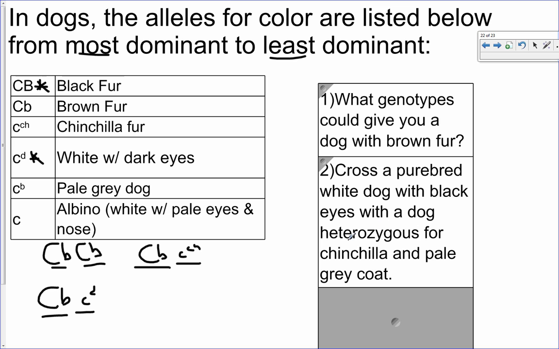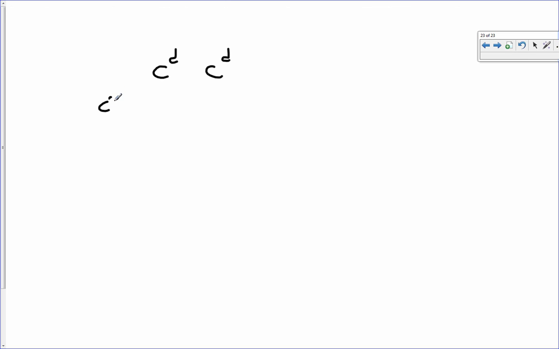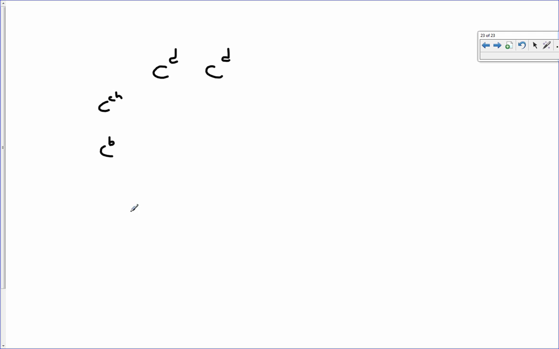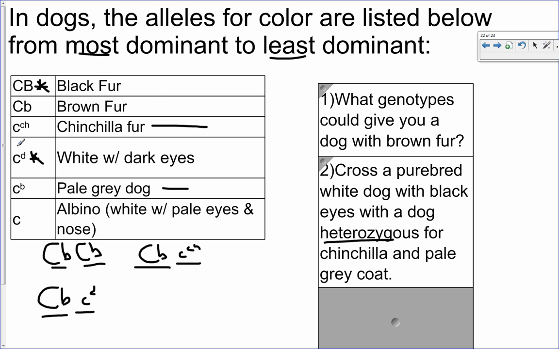C, D, C, C, H. Notice I put this one first because it's more dominant. If we go back to our sheet, oh, here Mr. Seggerman made a mistake. We're going to put the C CH first because it's more dominant. Okay, then down here, if we look, C little b is less dominant than C D, so we'll put C D first. That just helps us keep track of it.